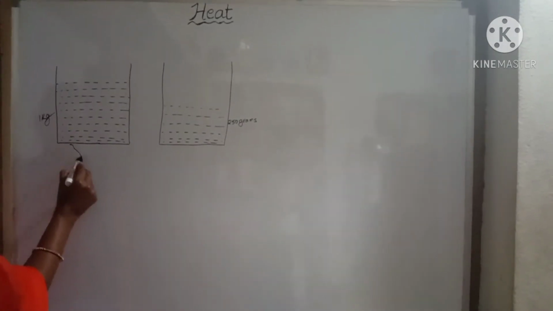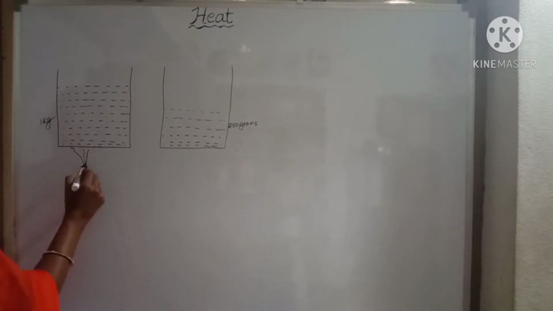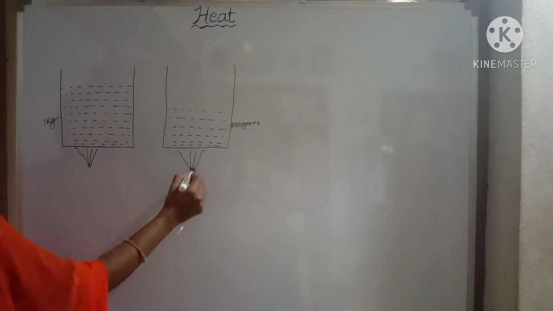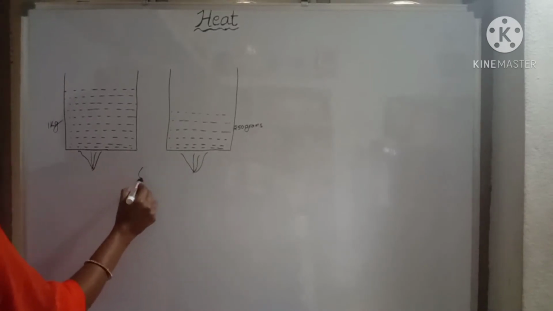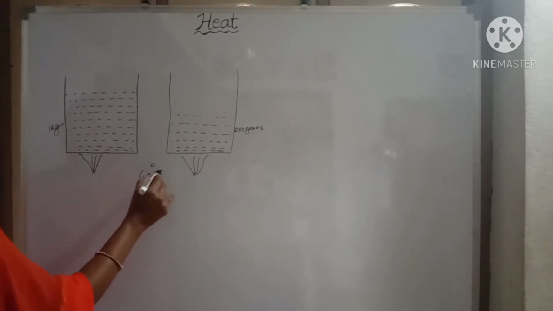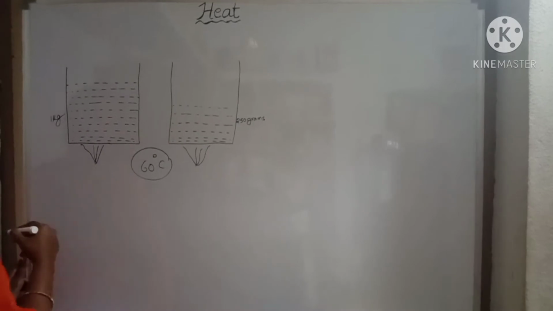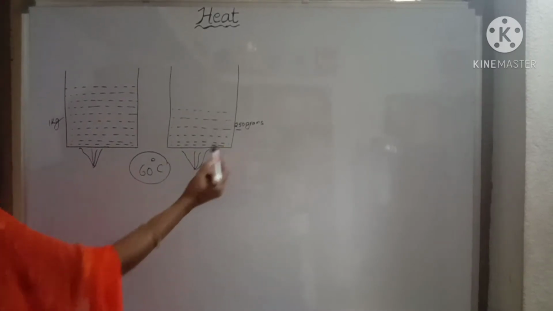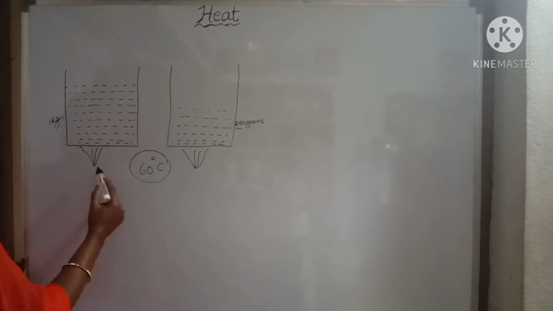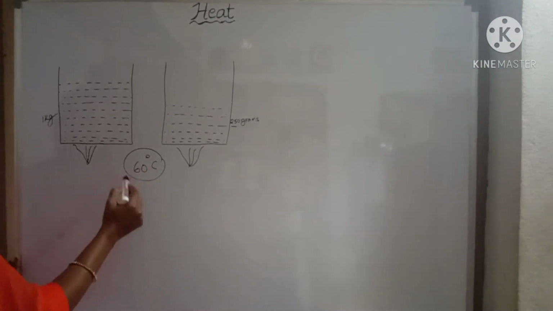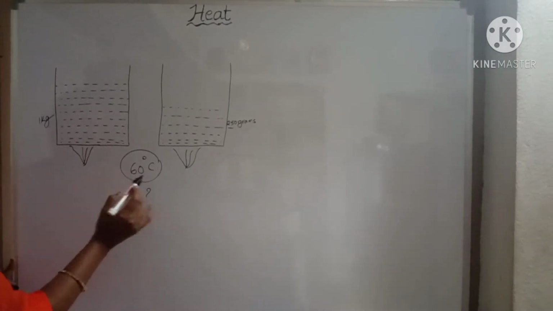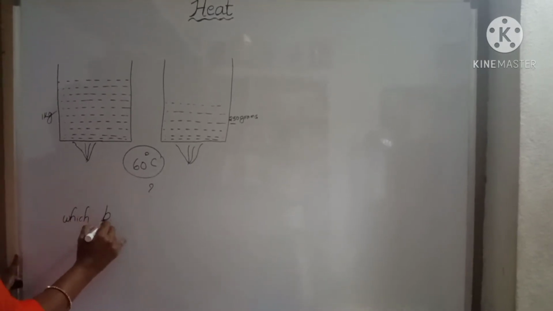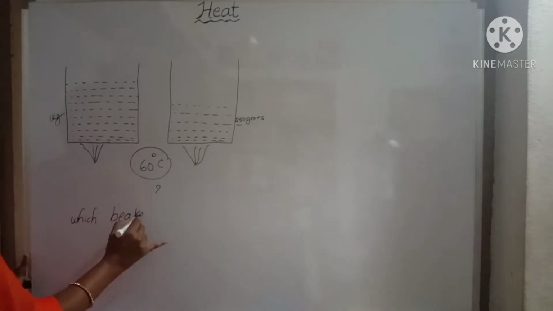Now heat both beakers till the temperature of the water in the two beakers rises to 60 degrees centigrade. See here, one beaker has 1 kg of water, the second has 250 grams of water. Both attain the temperature of 60 degrees centigrade. Now note down the time required to raise the temperature of water to 60 degrees in each beaker.